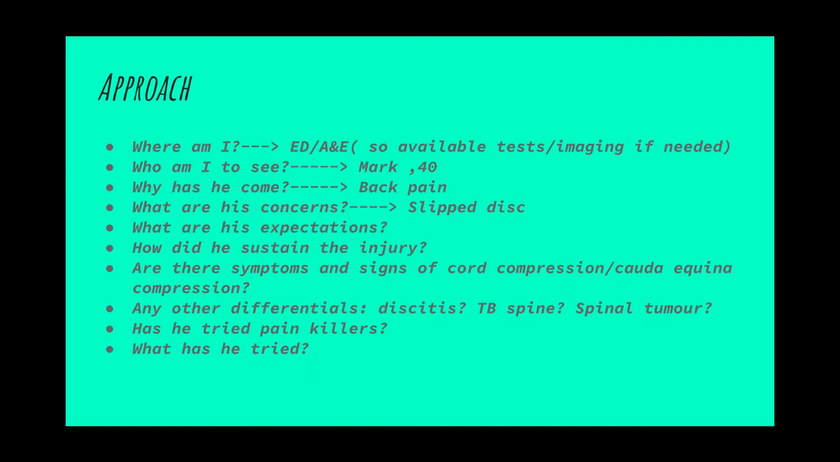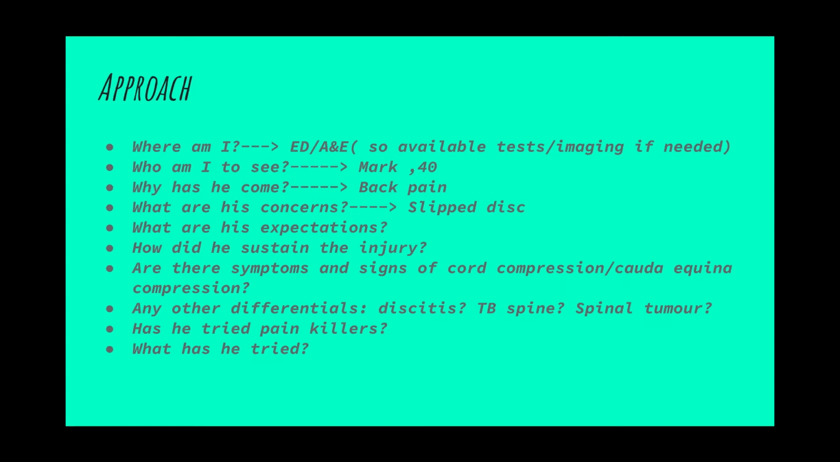Of course, you would need to take a history, how did he sustain this injury, or trauma, whatever. You would take an incident history, how it happened. Are there symptoms and signs of cord compression or cauda equina compression? So in the UK, once a patient is having back pain, they want to see you ruling out red flags. And usually those red flags are signs and symptoms of cord compression or cauda equina compression, and also infection. So discitis or osteomyelitis of the spine, of the vertebral bones, needs to be ruled out.